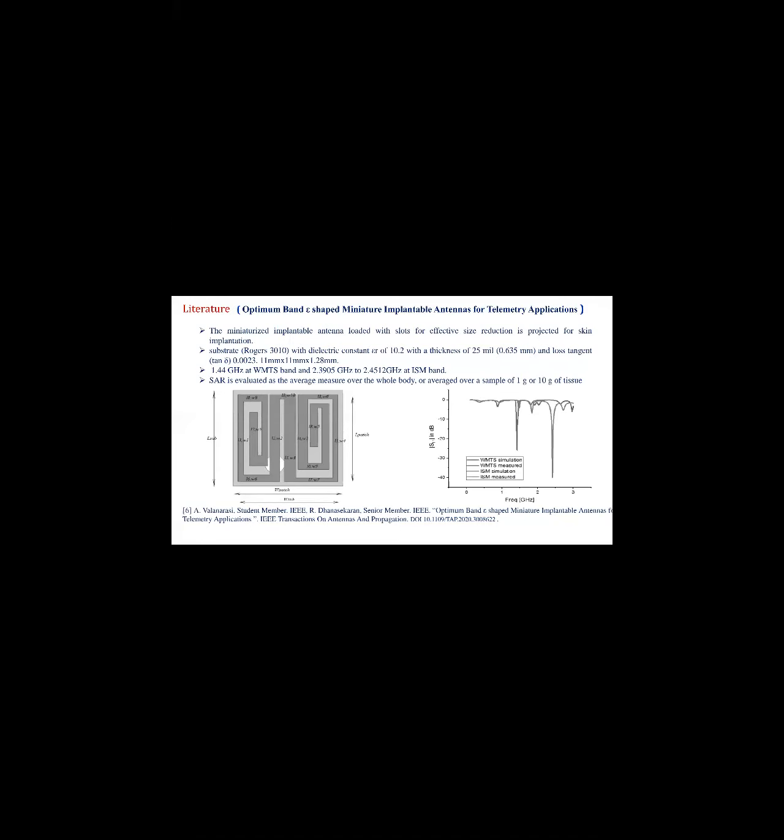This is an optimum band epsilon shaped miniaturized implantable antenna for telemetry applications. We have already discussed telemetry applications. They can mutually share information in the downlink and uplink, that is from external devices to the patient and from the patient to the external devices. For that, they designed the antenna for 1.4 GHz and 2.45 GHz frequency ranges. They are using an epsilon shaped miniaturized antenna, and they can also satisfy the SAR values for 1 gram and 10 gram models.